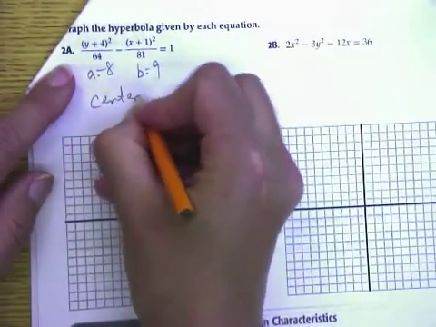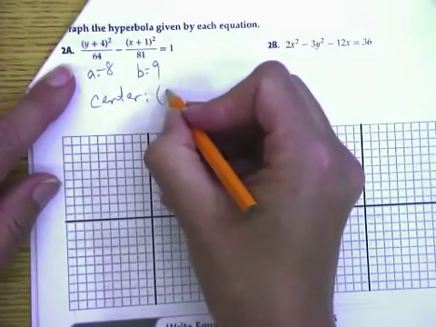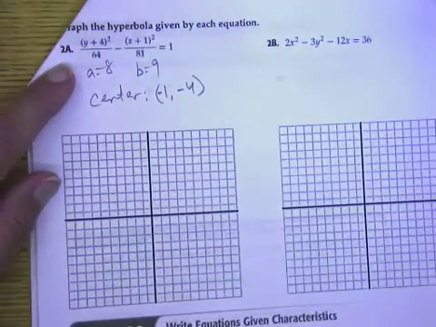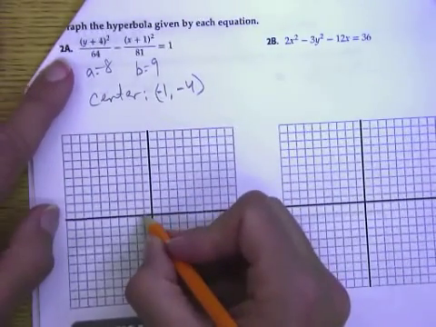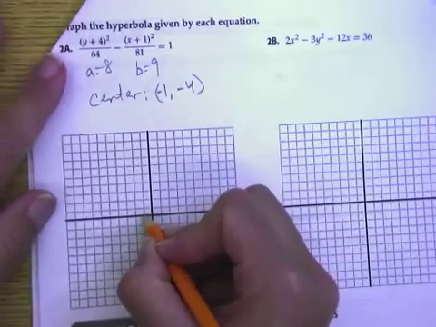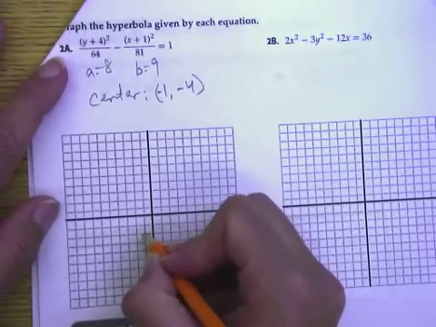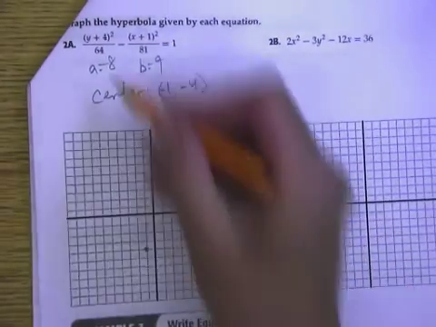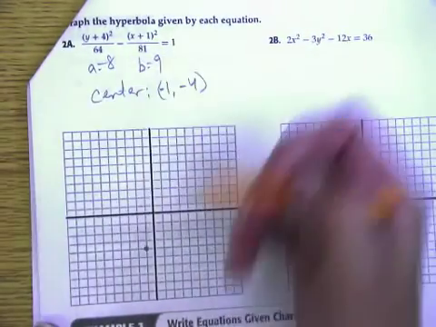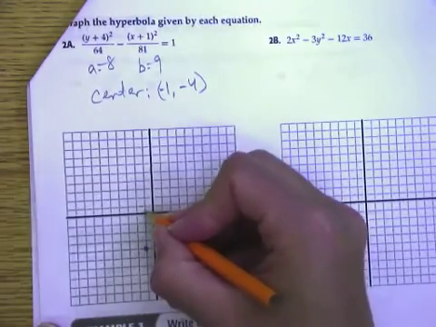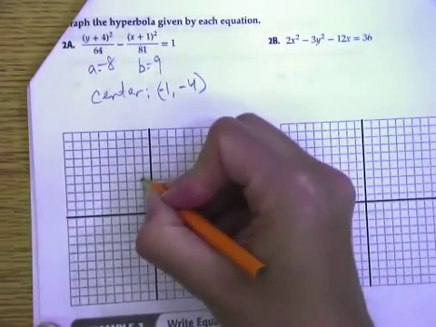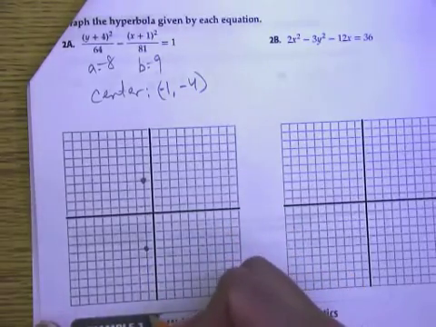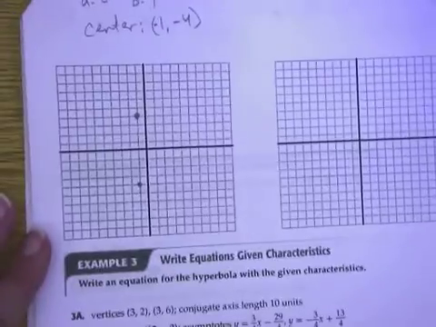Here, a little bit more practice graphing hyperbolas. My A value is 8, my B value is 9, my center is at negative 1, comma, negative 4. So negative 1, comma, negative 4, 1, 2, 3, 4. And vertically, I'm going to go up and down 8 spaces.